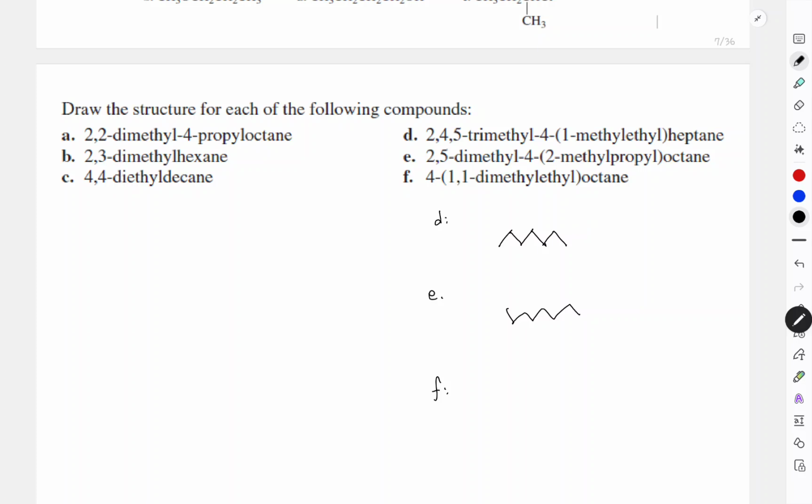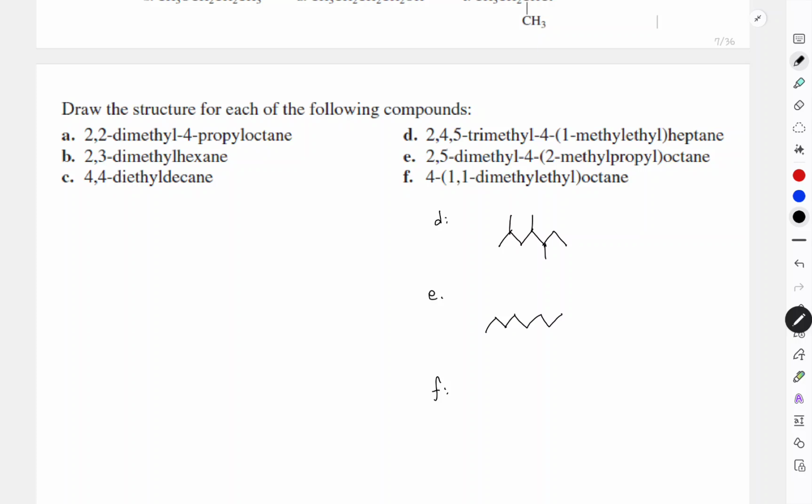Okay. So heptane means you have 1, 2, 3, 4, 5, 6, 7 carbon as a parent chain, and then you can put the correct position for the substituent. So you have trimethyl at 2, 4, 5 carbon. So you can draw 1, 2, 3, 4, 5, 6, 7. Have methyl at 2, 4, and 5.